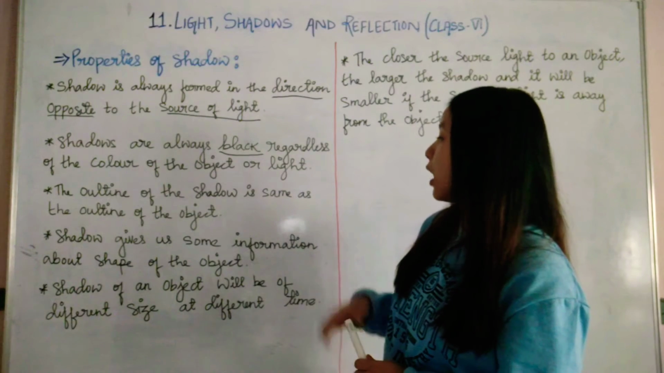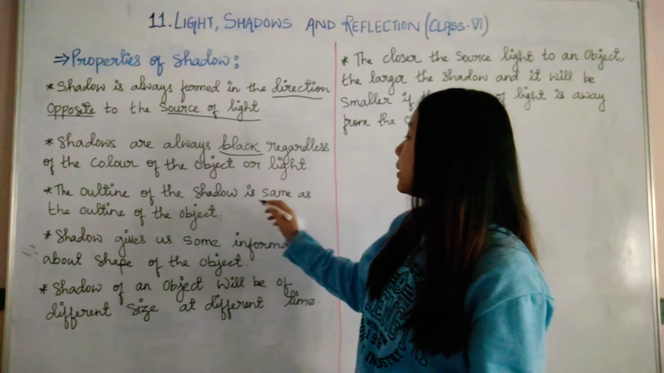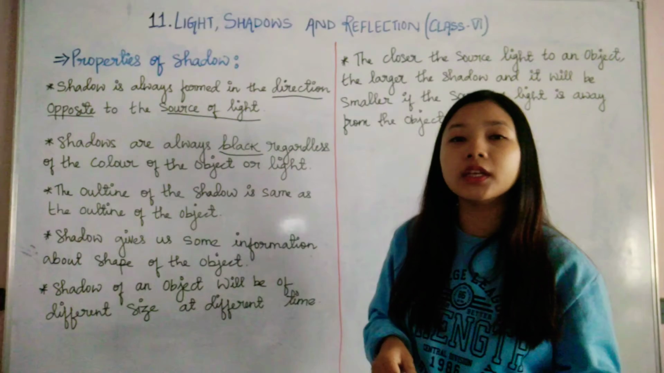Next is the outline of the shadow is the same as the outline of the object.